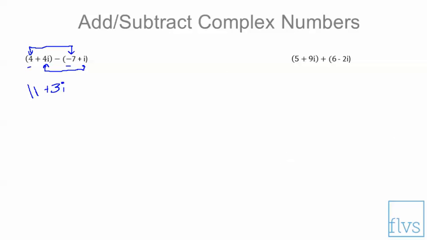And then you're done. Over here, same thing. You got a 5 and a 6 being added together. So 5 and 6 do make 11. And you've got 9i plus negative 2i. So that would become positive 7i. And then you're done. You've added and subtracted your complex numbers. As simple as that.